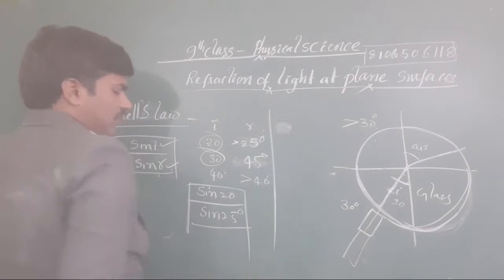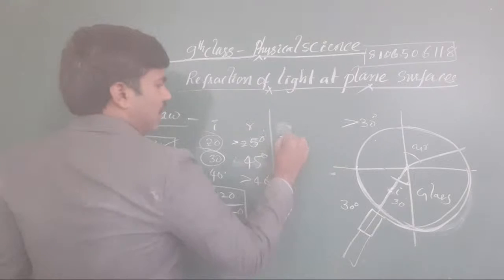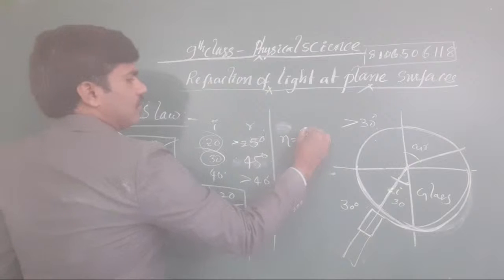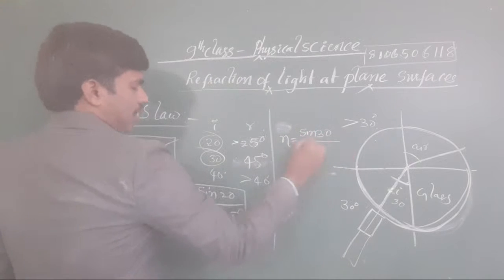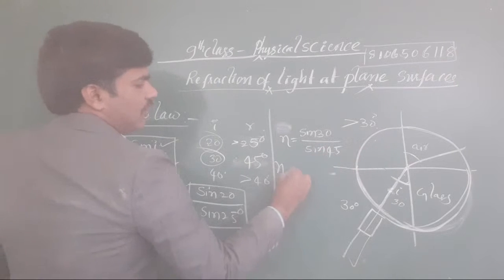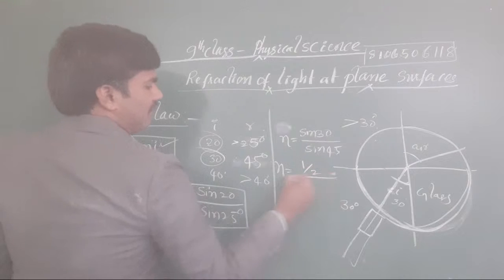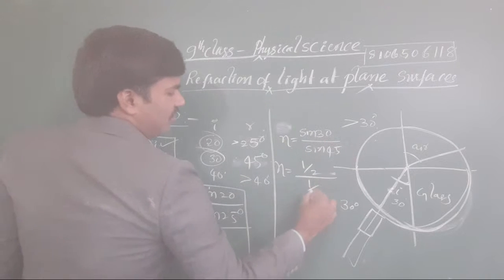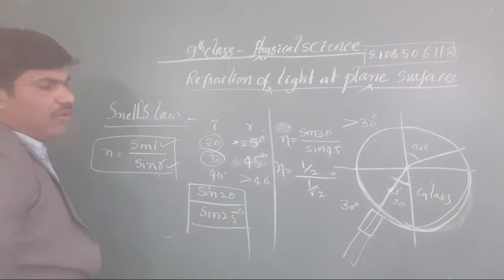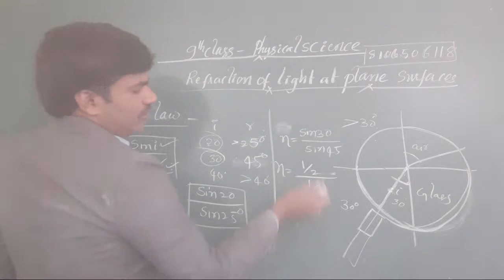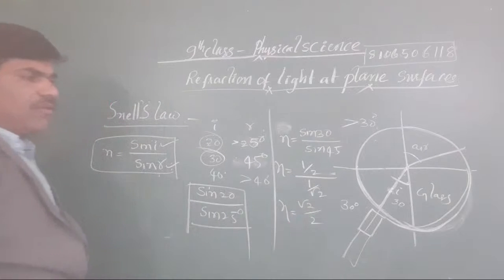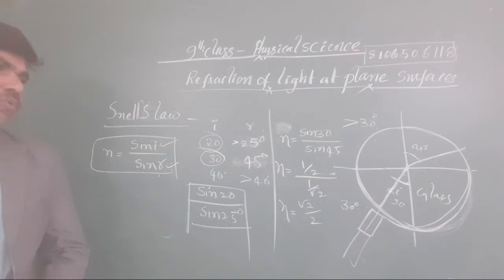Suppose I take n equal to sine 30 by sine 45. You know very well, sin 30 is 1 by 2 and sin 45 is 1 by root 2. Clear or not, all the students? Now how does it become? It becomes root 2 by 2. Clear or not? What does it become? Root 2 by 2.